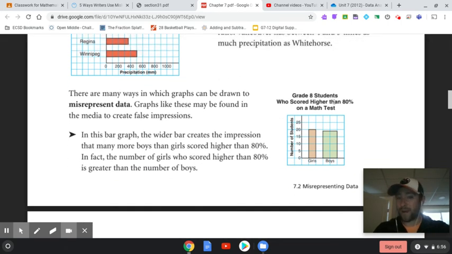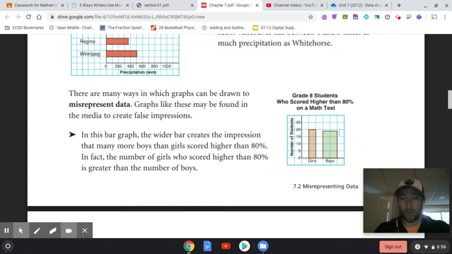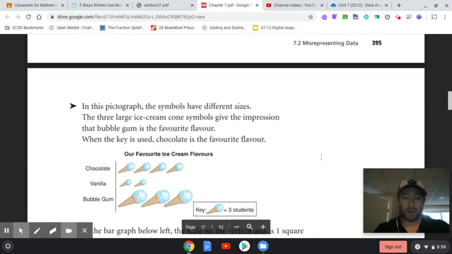Here's a dumb one. Grade 8 students scored higher on a math test, girls or boys? I would say it's probably a boy who wrote this thing, because the boy doubled the size of the boy's line or bar to make it look like it's so important, when in truth, the girls win this round, guys. Sorry, but the girls win. It's a little higher. Boys are lower. In this case, boys probably cheated and widened their bar so it looked more important. Got to keep the bars the same.